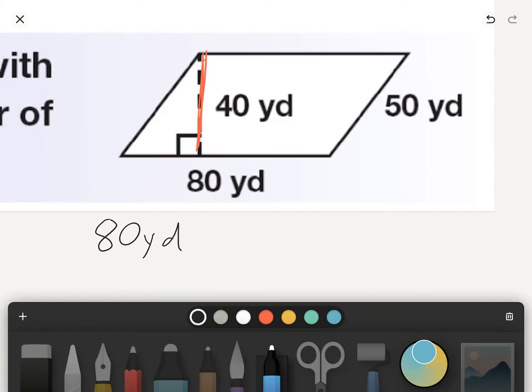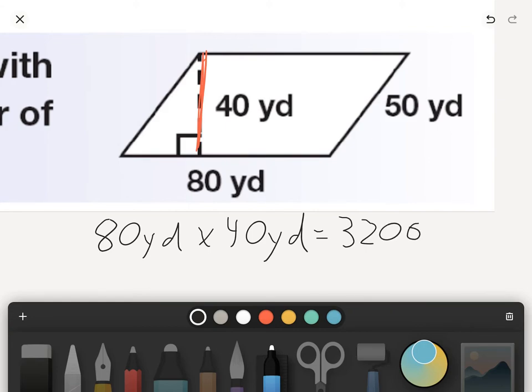So in that case, it is just 80 yards times 40 yards. That's it. No, that's the area. We just did the perimeter. Right, so then that's just 8 times 4 is 32. We've got 2 zeros in there, so we'll just bring those over.